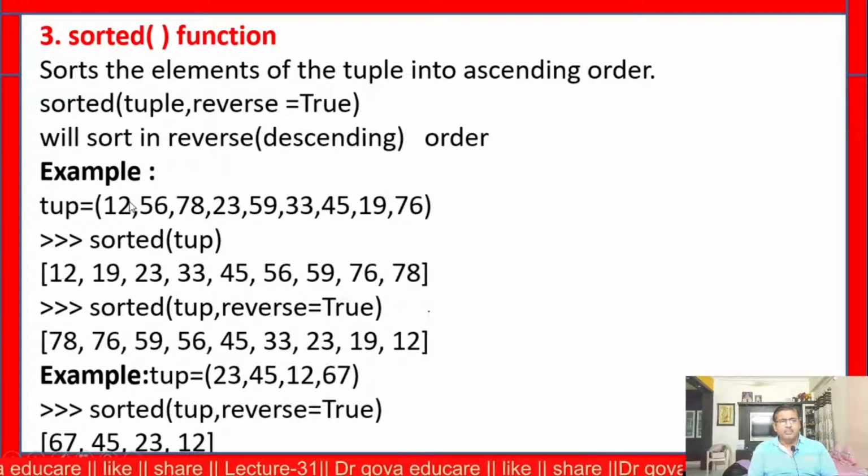Say for example, tuple is equal to 12, 56, 78, 23, 59, 33, 45, 19, 76. I want to sort the tuple in ascending order. Simply I am passing the object to the sorted function. Sorted of tuple. Now the entire tuple is in ascending order. Suppose I want to write all the elements in descending order. Now one extra parameter, that is reverse is equal to true. Now in this case all the elements are in descending order.